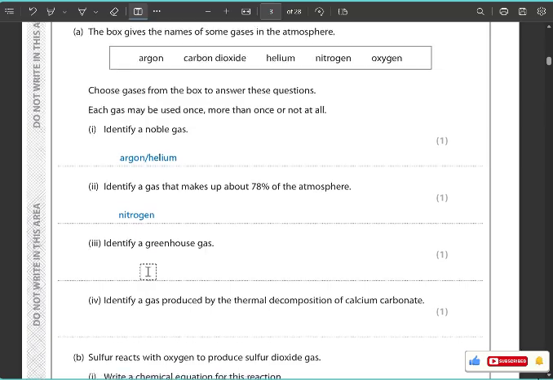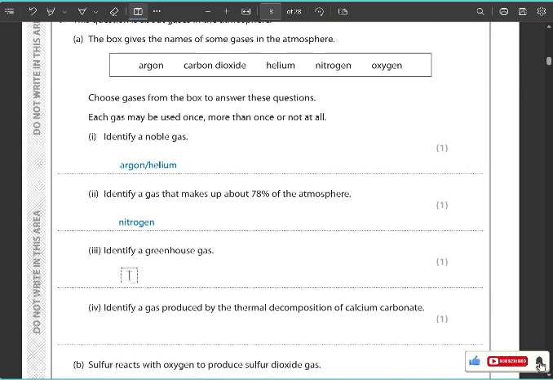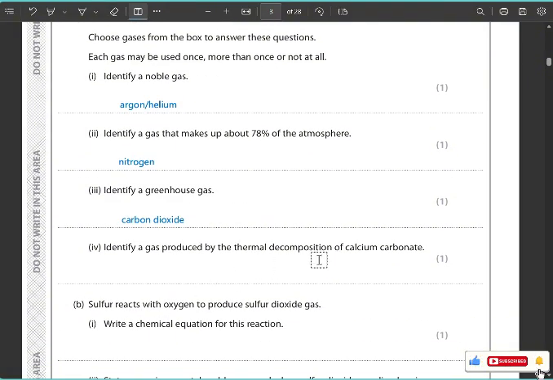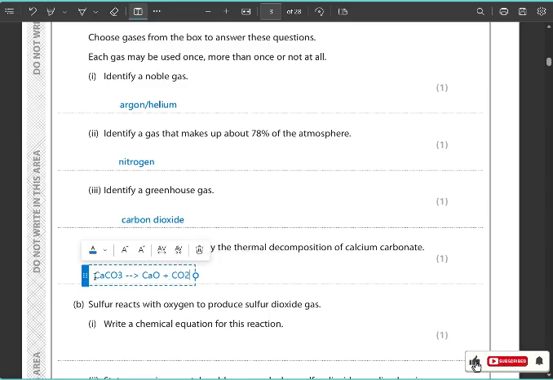The next question, identify a greenhouse gas. We know that the greenhouse gas here is carbon dioxide. The next one, identify a gas produced by the thermal decomposition of calcium carbonate. Calcium carbonate decomposes into calcium oxide and carbon dioxide, which means that the gas produced is carbon dioxide.